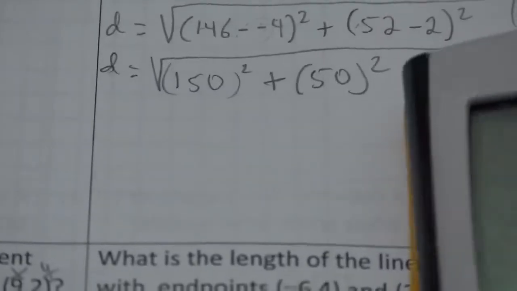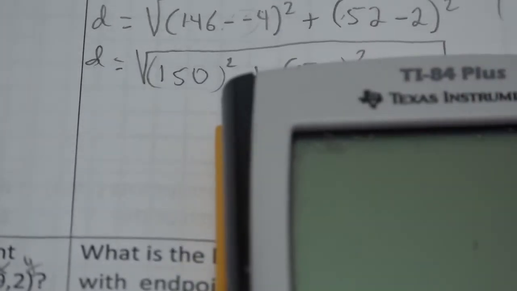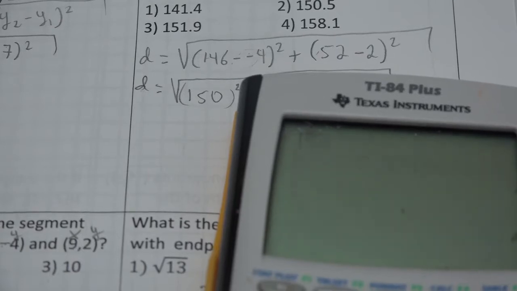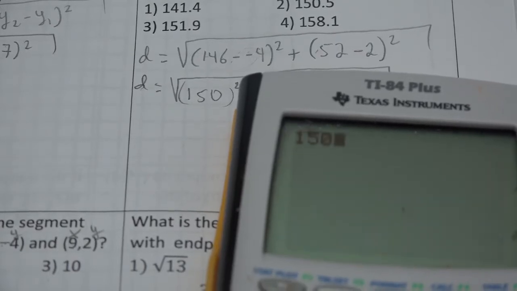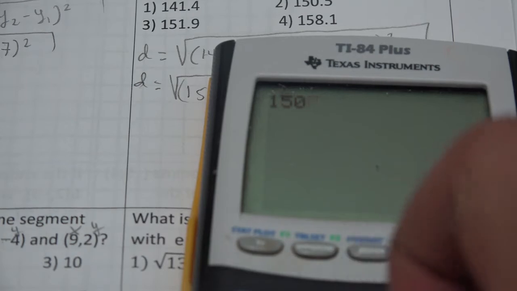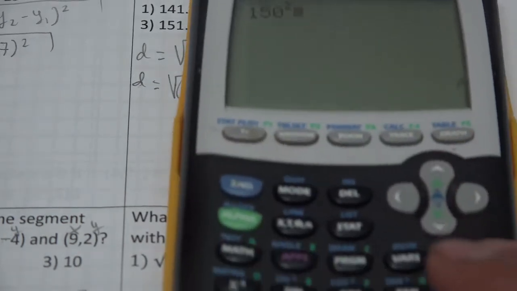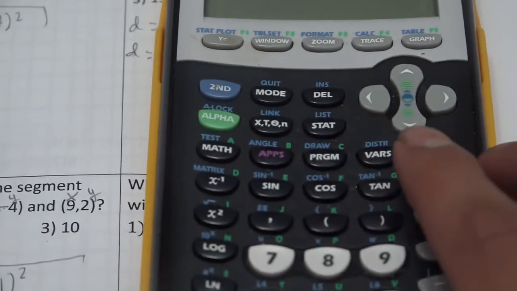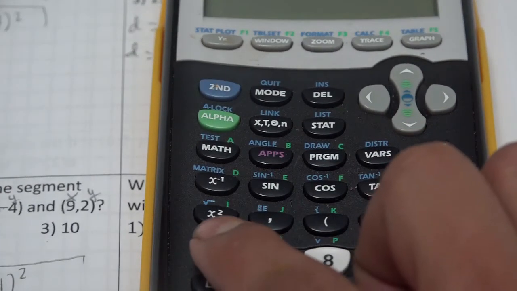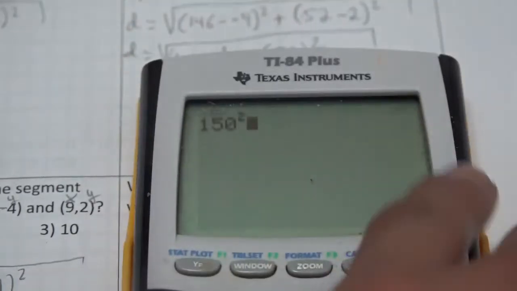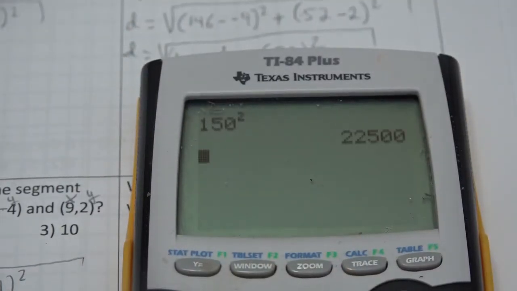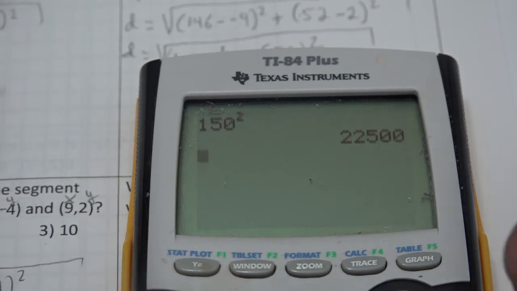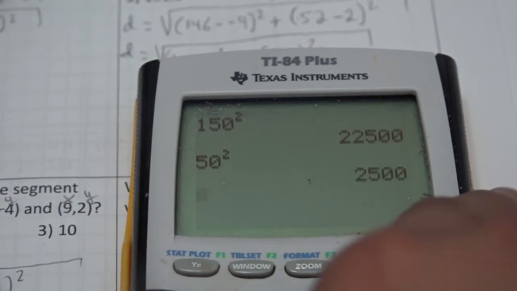And it's to the nearest tenth, so let's see. What is 150 squared? What is the square button? This one is the squaring button. Okay, got it. So 150 squared is 22,500. And now 50 squared is 2,500.